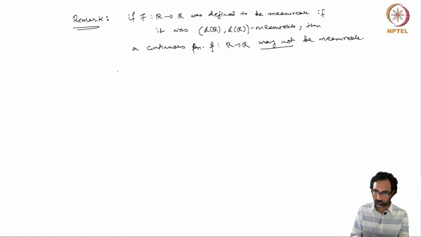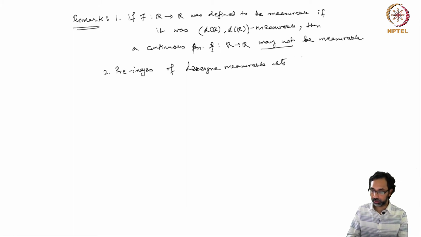So this is the first remark. The second remark is that pre-images of Lebesgue measurable sets under continuous maps may not be Lebesgue measurable.